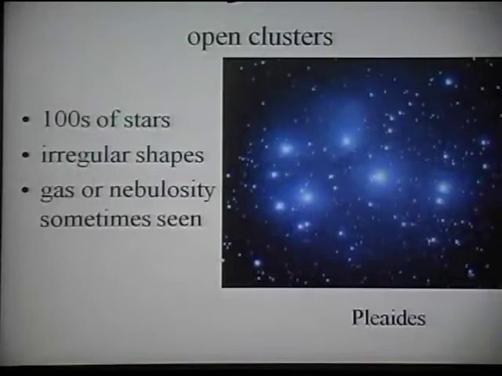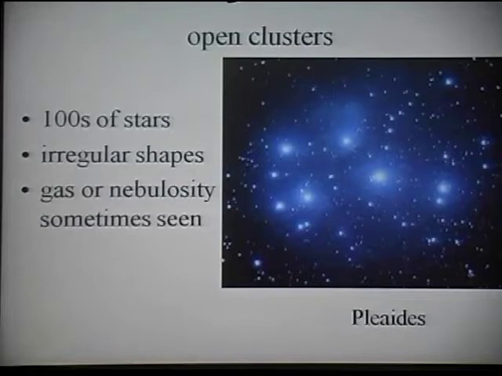So what are they? One kind of cluster is known as an open cluster. The Pleiades is one such open cluster. Open clusters typically have dozens or maybe a few hundred stars. They have irregular shapes, like the Pleiades. You can see there's some fuzziness in the picture. That's not because your vision is bad. It's because there's some fuzziness in the picture. These stars are young stars. They're surrounded by some nebulosity, some gas and dust, which is being illuminated by the young stars.